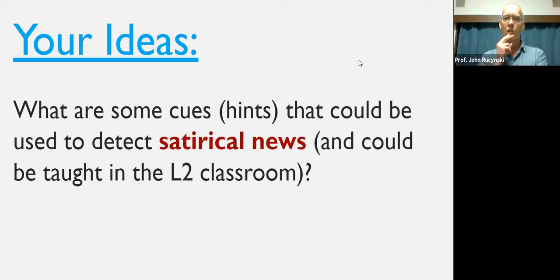Because of time, I'm not going to do this on Google Docs, but maybe just in the chat box is okay, or by audio, you can unmute. So sarcasm, we talked about, there are so many verbal or visual cues or hints. From those examples or from what you've read, can you think of any hints that give away satirical news? So how could we train our learners to think, okay, this is satirical news? Okay, let me stop the screen for a moment. And anyone have an idea?